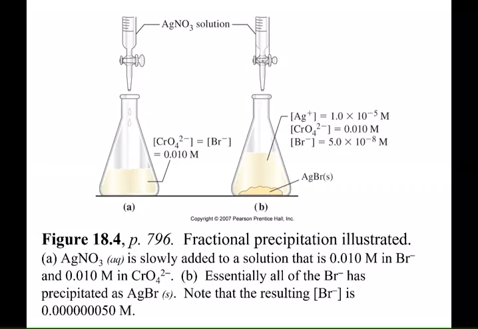If you read it a few times, you'll see: did the chromate ion molarity change? No. It started out as 0.01 and it ended as 0.01, so it remained constant. But did all of the bromide ion precipitate out? Not all of it, but a lot of it. It went from 0.01 to 5 times 10 to the minus 8 moles per liter. So that's a fractional precipitation.